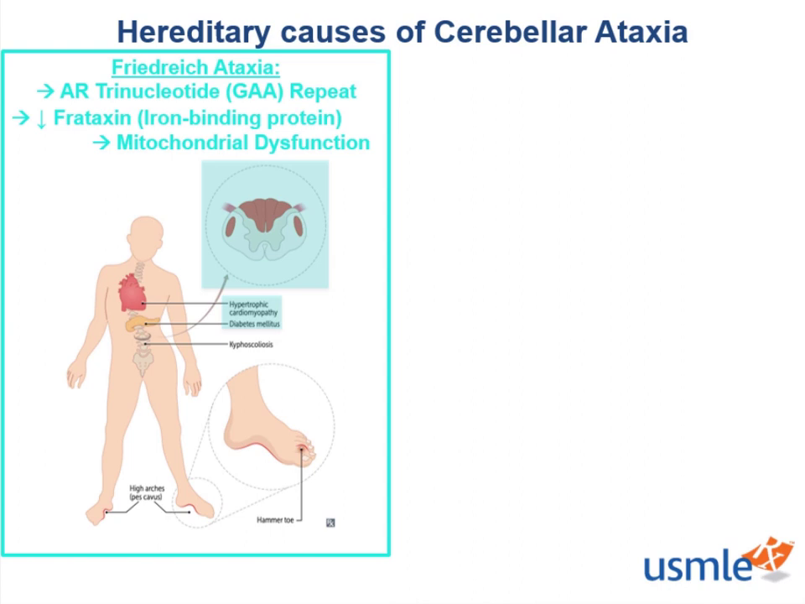The heart also has a tremendous metabolic demand, and patients develop hypertrophic cardiomyopathy, a very high-yield fact, along with pancreatic dysfunction, which requires a lot of energy for insulin production, so patients develop diabetes mellitus. Lastly, skeletal anomalies include kyphoscoliosis, pes cavus, and hammer toes.